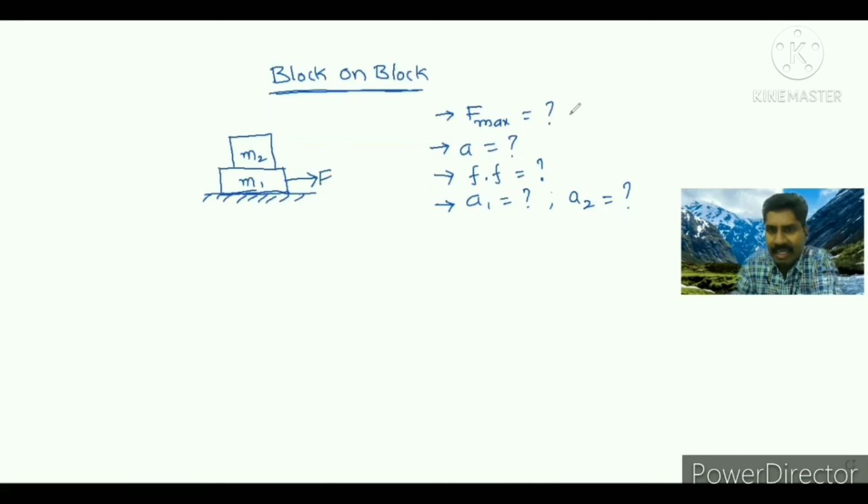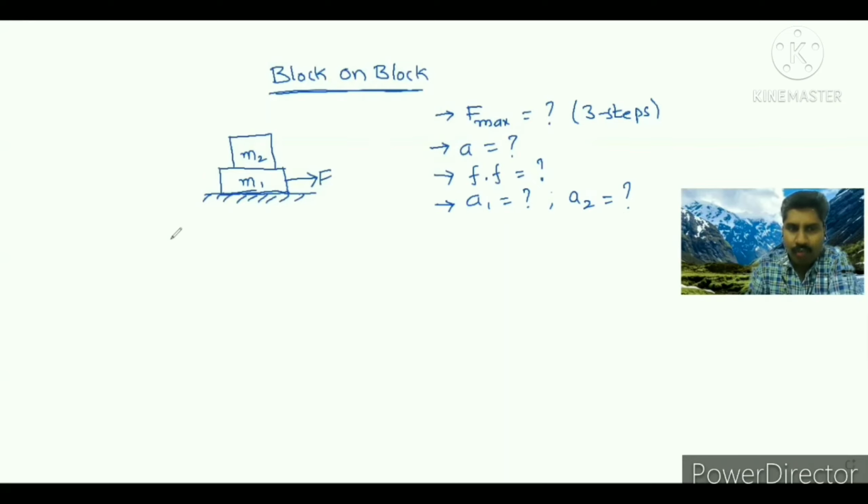But what I am saying is that we need to calculate F max first, before everything. I will tell you within 3 steps only how to calculate F max. Based on F max, we can easily calculate the rest. Automatically, within these 3 steps, the acceleration will come. Based on this F max, we can get the frictional force and also the individual accelerations. So what are the 3 steps?